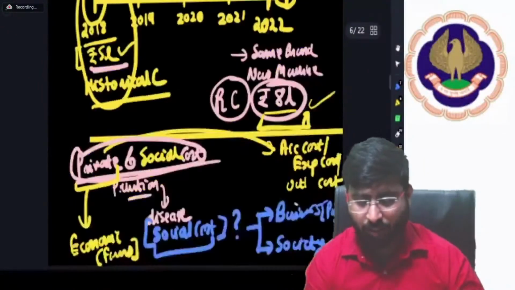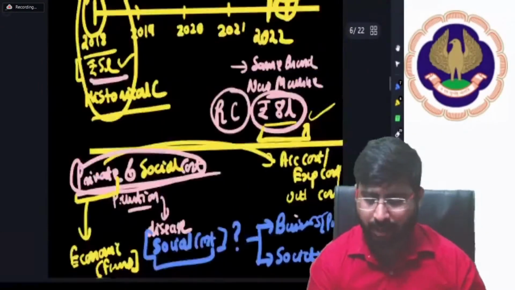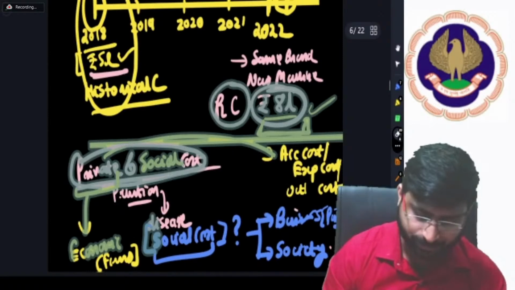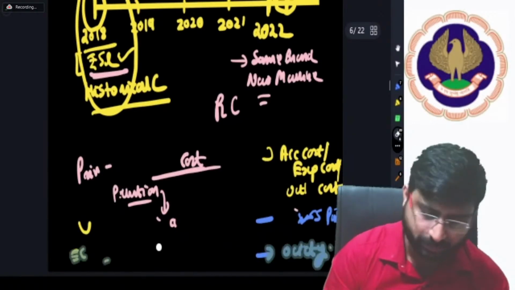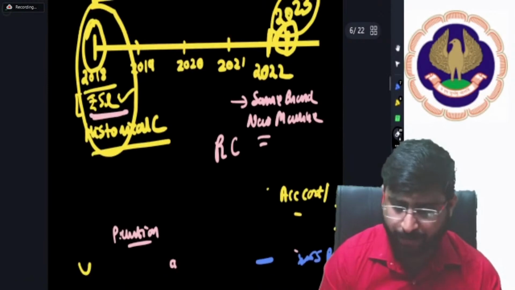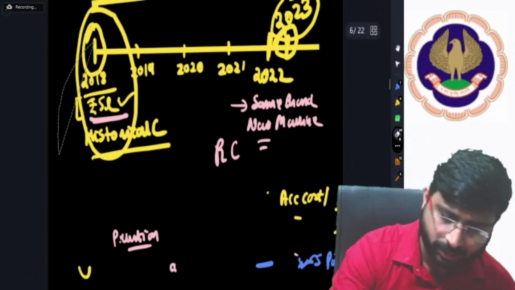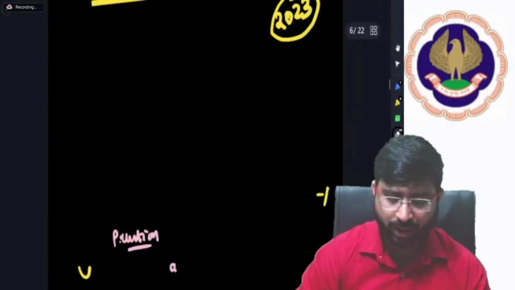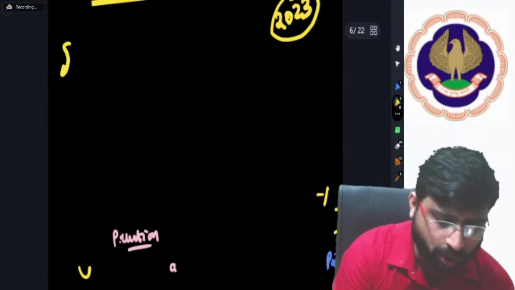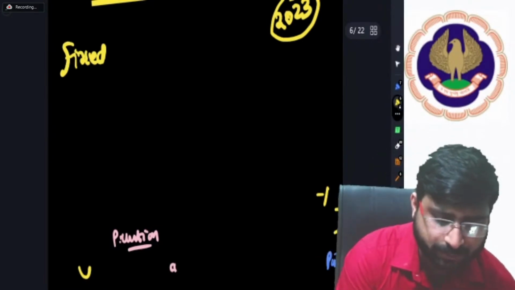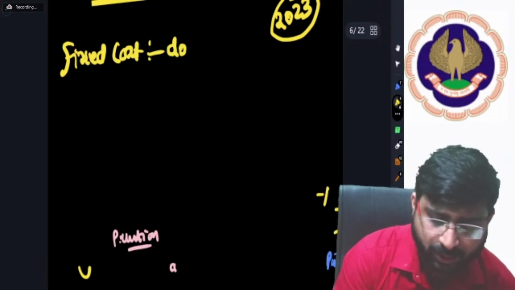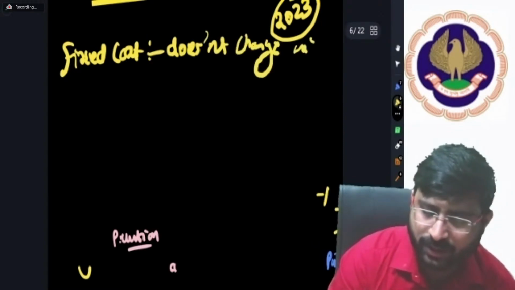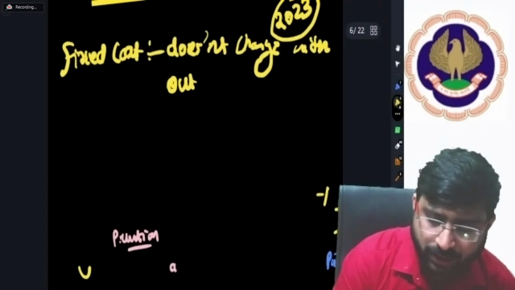I'll write it down for you. Don't worry. Just pay attention and listen up. See, what is happening here is, now see, my dear friends, if you have a look here, fixed cost. It is the cost that doesn't change with output level.